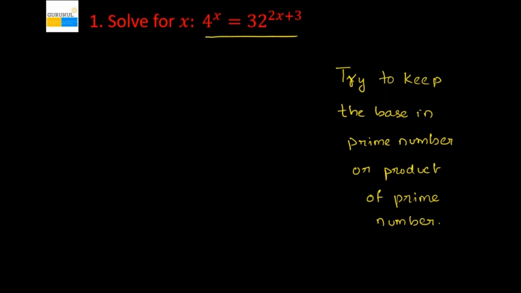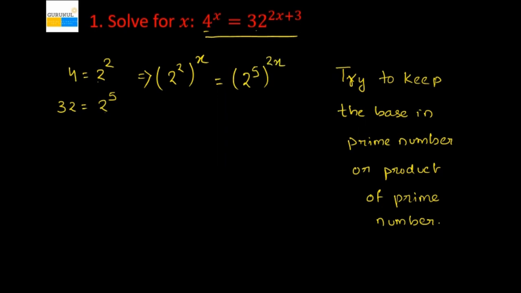Now here I can write 4 to the power x equals 32 raised to the power 2x plus 3. So 4 is not a prime number, but it can be expressed. I can express 4 as 2 to the power 2. And 32 is also not a prime number. This can be expressed as 2 to the power 5. So in place of 4, you can replace 2 to the power 2, and 32, 2 to the power 5. So I can write here 2 to the power 2 whole raised to the power x is equal to 2 to the power 5 raised to the power 2x plus 3.